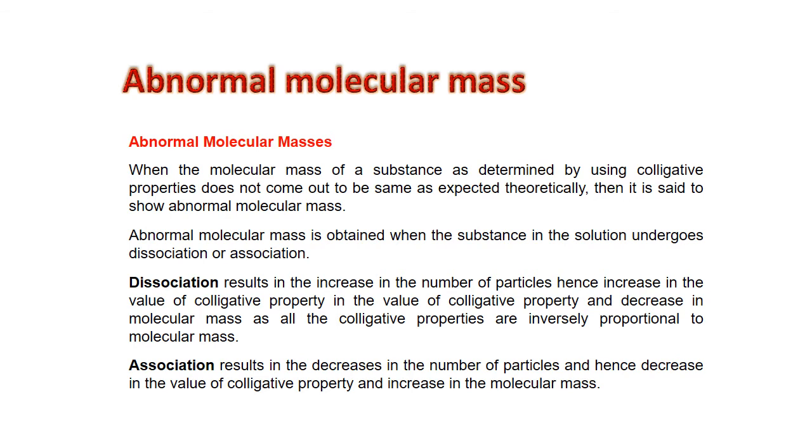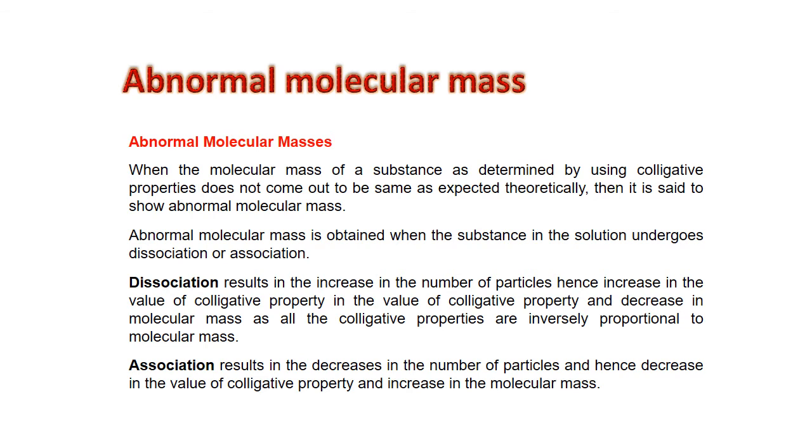Why is it obtained? It is because of dissociation और association of molecules. या तो molecules आपस में associate हो जाते हैं या dissociate होकर number of particles increase कर देते हैं. Dissociation results in the increase in number of particles. So colligative property increases, the value increases, and molecular mass decreases because colligative properties are opposite to molecular mass. In each case, molecular mass is inversely proportional to colligative property.